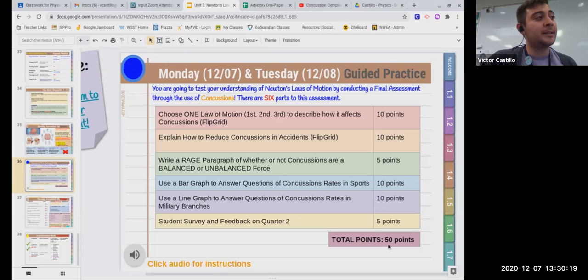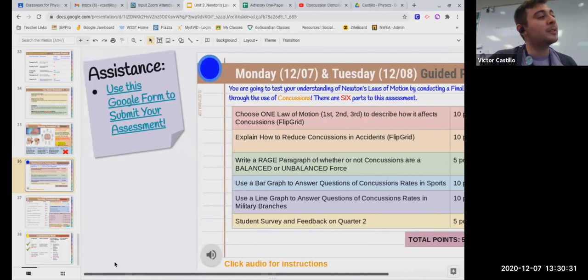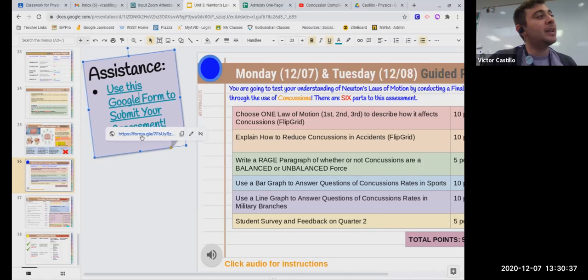And like I said, this is worth about 25% of your overall grade. So a quarter of your overall grade, okay? Now, all of this is due in a Google form. If you move the slide to the left, there is a purple sticky note. If you click here, it will take you to that Google form, okay?